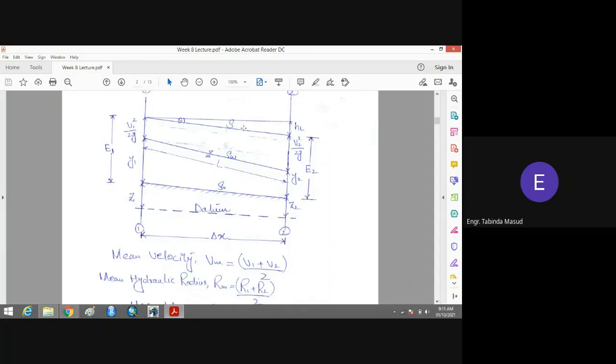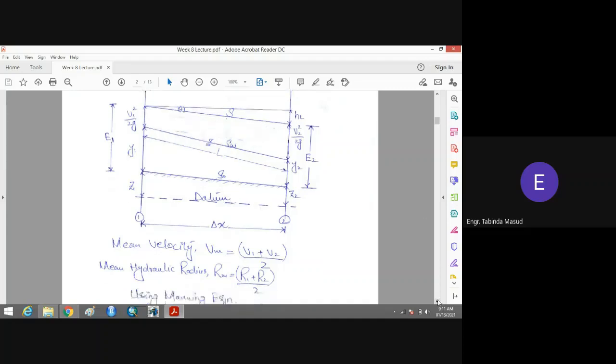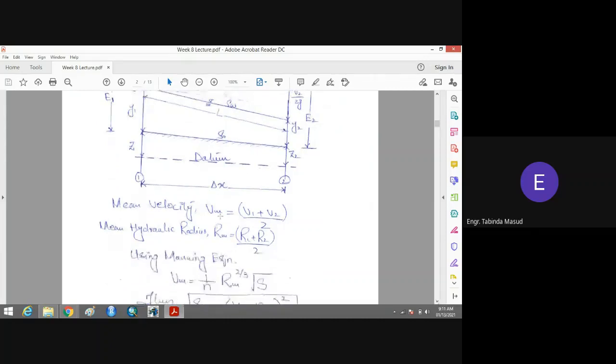The slope of the energy line is between section 1-1 and section 2-2. Remember that the slope of the energy line is a kind of curve, so we will take the average values of section 1-1 and section 2-2. Here, first I have taken the mean velocity, that is V1 plus V2 divided by 2, where V1 is the velocity at section 1-1 and V2 is the velocity at section 2-2. Similarly, you will take the mean hydraulic radius, and then use the Manning equation to find the slope of the energy line.